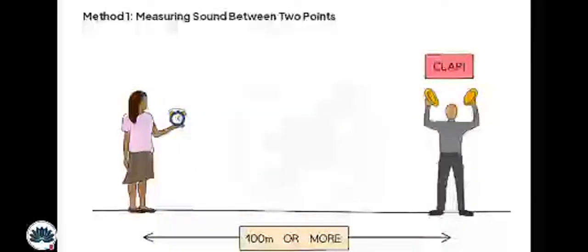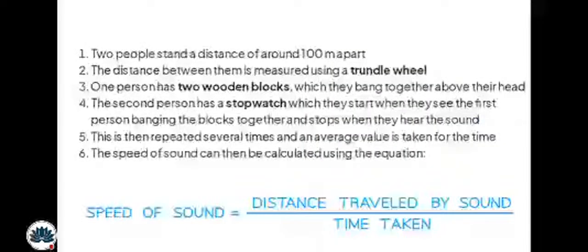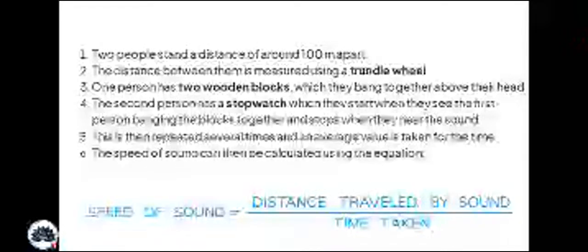Here we have points A and B, with a distance of 100 meters or more between them. A person is clapping and the girl has a stopwatch. This is how you can determine it. Taking another example which may be better for you, a first explanation: two people stand a distance of around 100 meters apart.